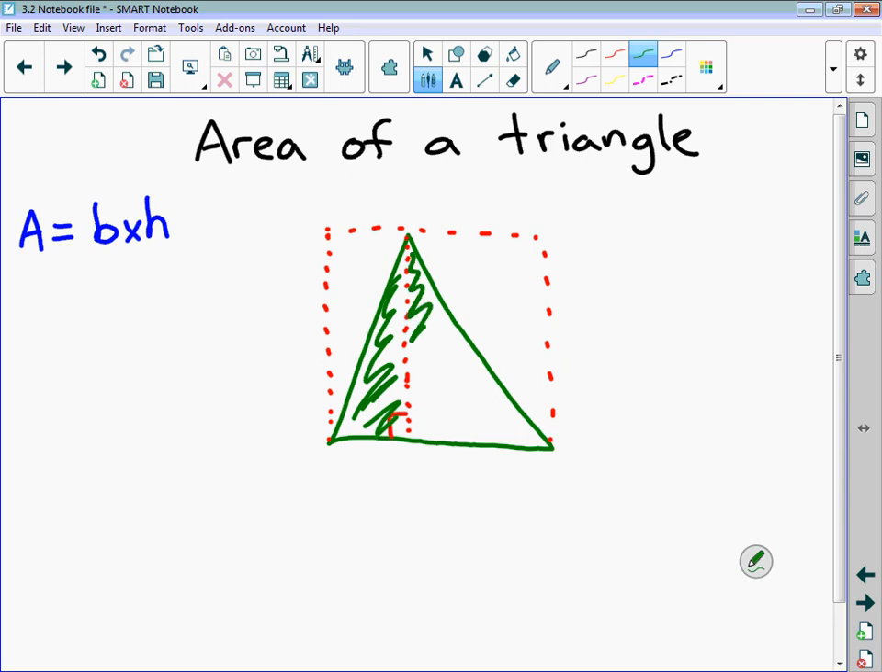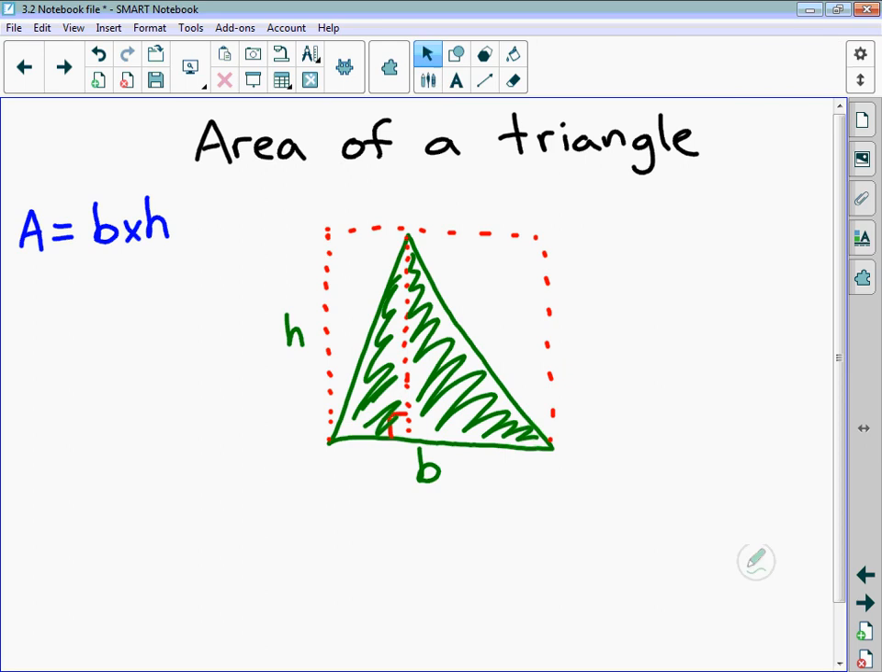This part of the triangle here takes up half of that space. And so a triangle actually just takes up half of the area of a square or a rectangle that has the same base and the same height. So what that means when we're talking about the equation for finding the area of a triangle, it actually just takes up half the area of a rectangle or a parallelogram.